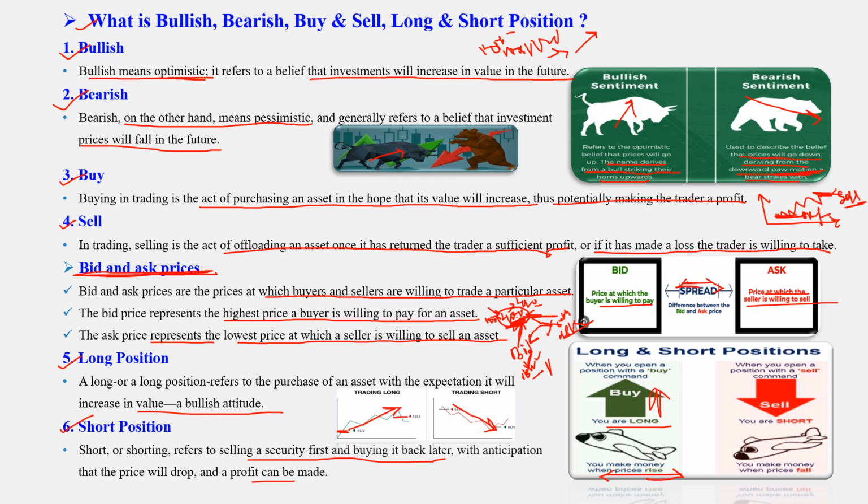Also the image mentions that when you open a position with the sell command, you are short. It means you first sell and then you buy. You make money when prices fall. If our anticipation is correct, then we make a profit in both trends, through the long position and short position. So this is overall bullish, bearish, buy and sell, what the bid and ask price is, long position and short position.